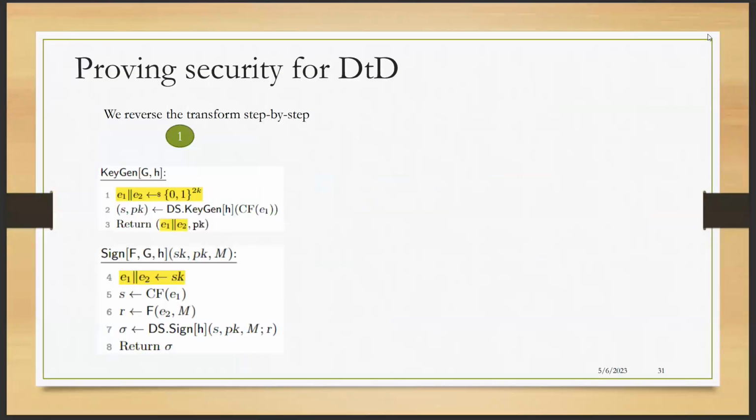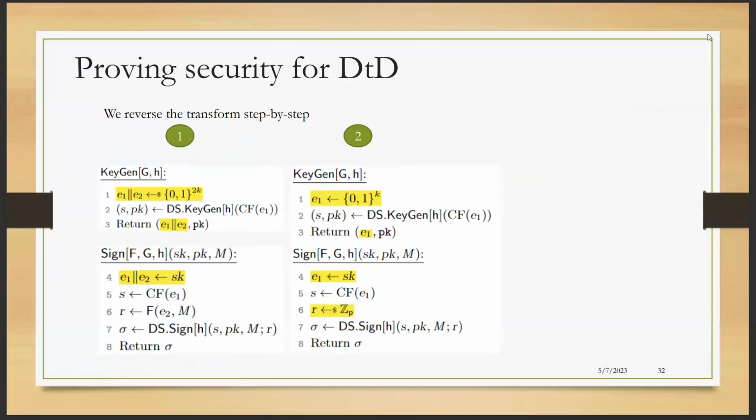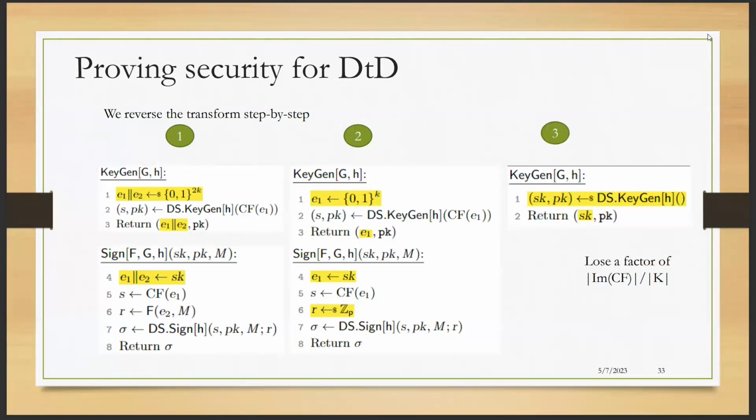So I'll move through this pretty quickly for time's sake, but our proof for the derived then de-randomized transform is fairly straightforward. We reverse the transform step by step, relying on first our PRF or PRG property to undo the key expansion, then our PRF property to undo the de-randomization, and finally we stop clamping and just lose a factor based on the probability that a random key will be clamped in the first place.